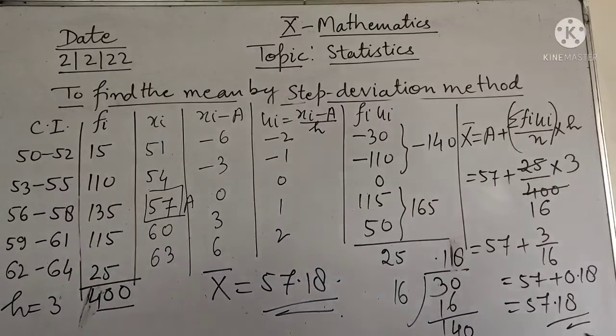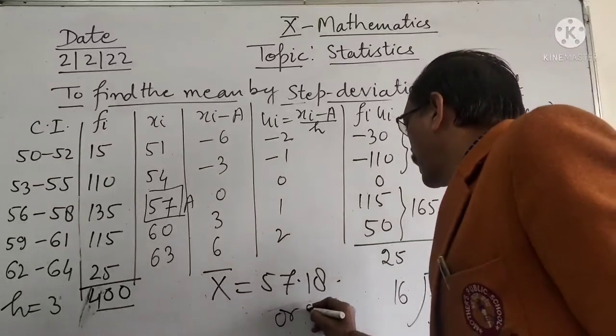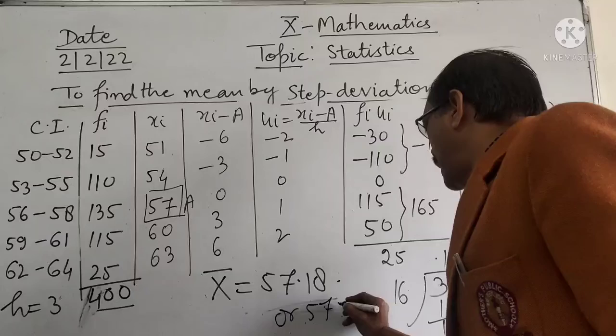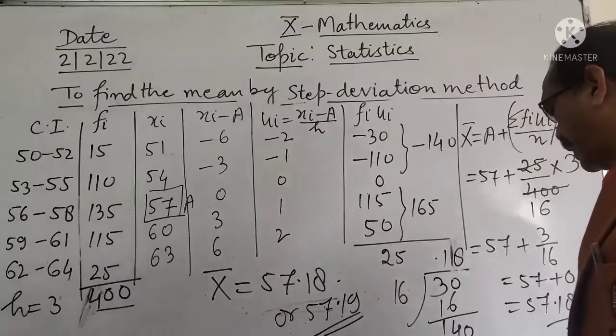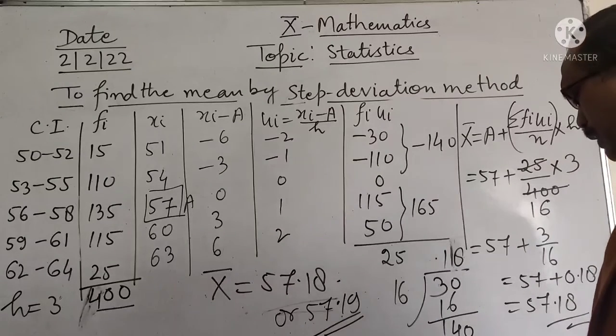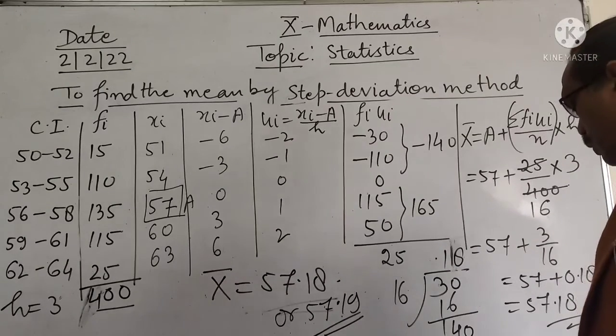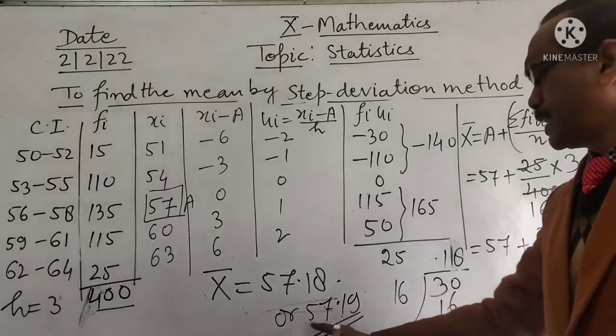Dear student, it may be approximately 57.19 also. It is more accurate because the next digit is more than 5. So it is 57.19.